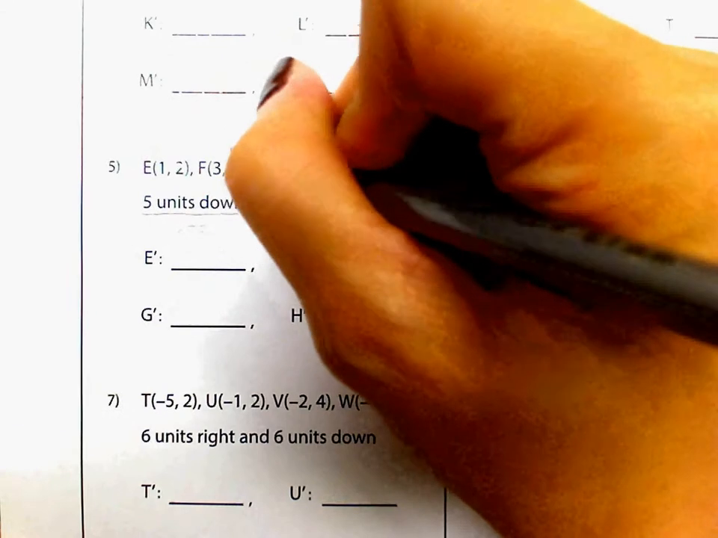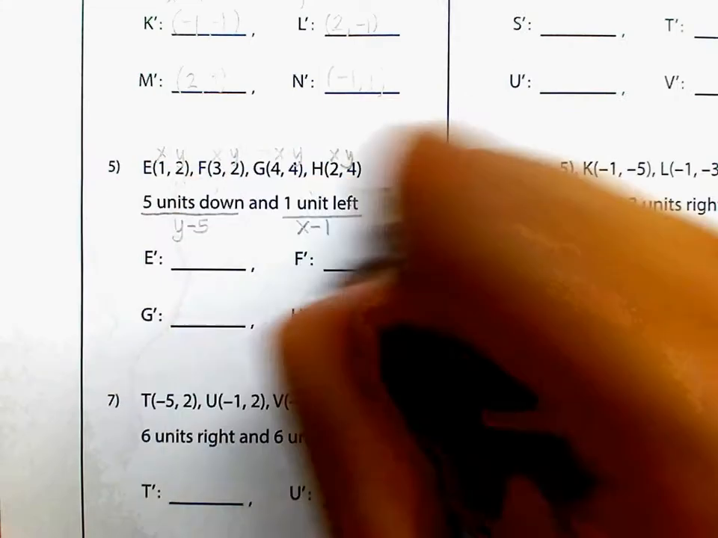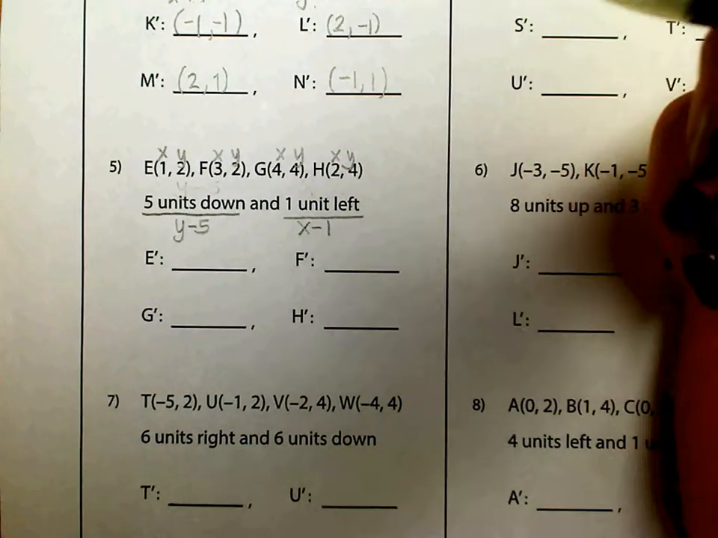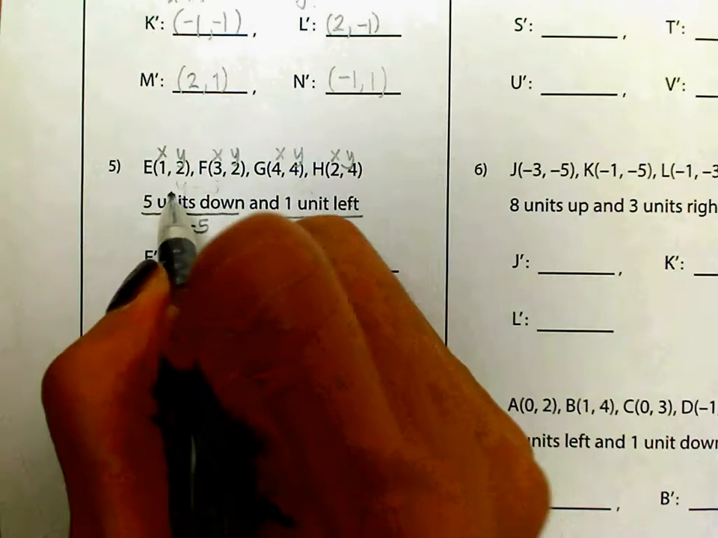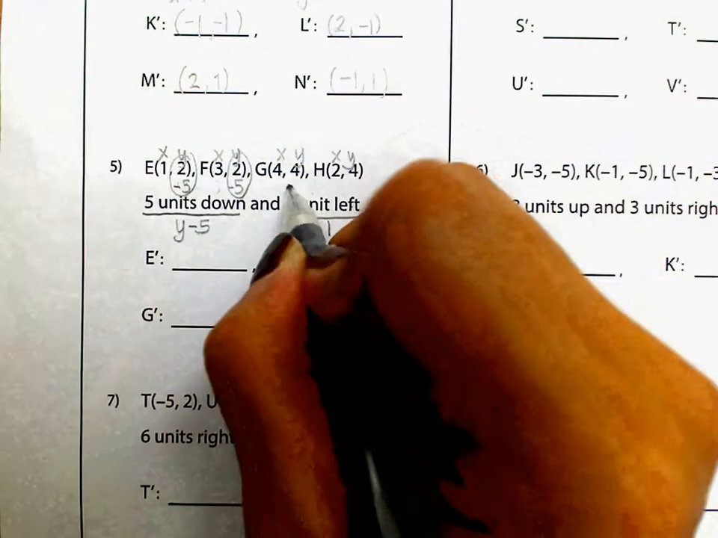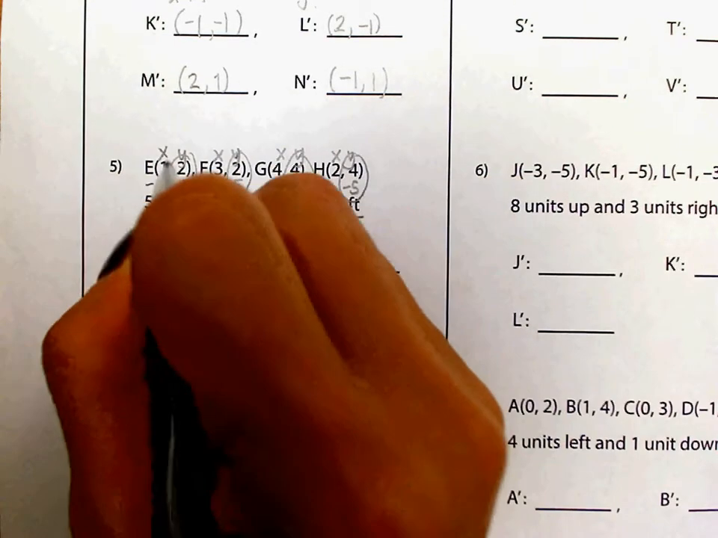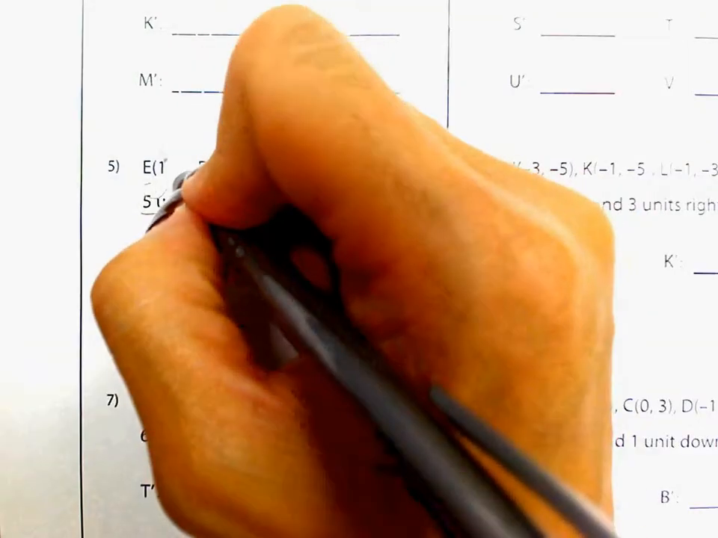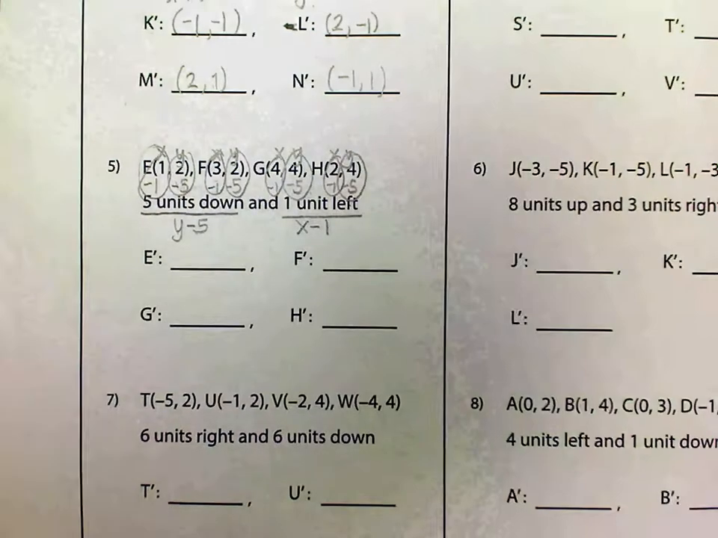Again, I would strongly advise you write that down because there's so many numbers, it's very easy for your eyes to play tricks on you. So y minus 5, it's the y that's going down, so I'm going to put a -5 here. And then -1 for the x's, whoops, wrong. -1 for the x. Okay. So let's go ahead and do that.